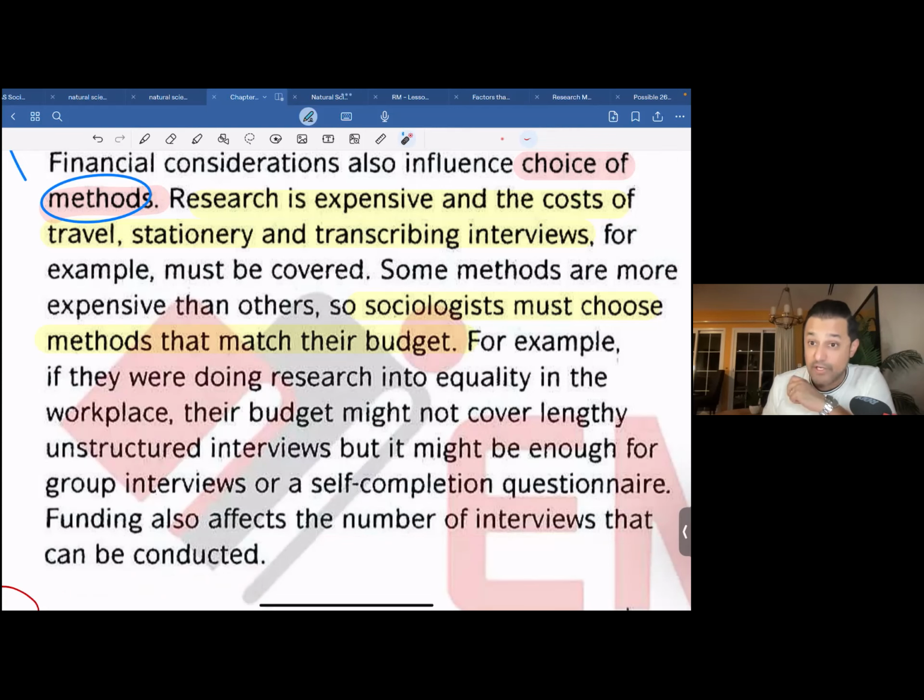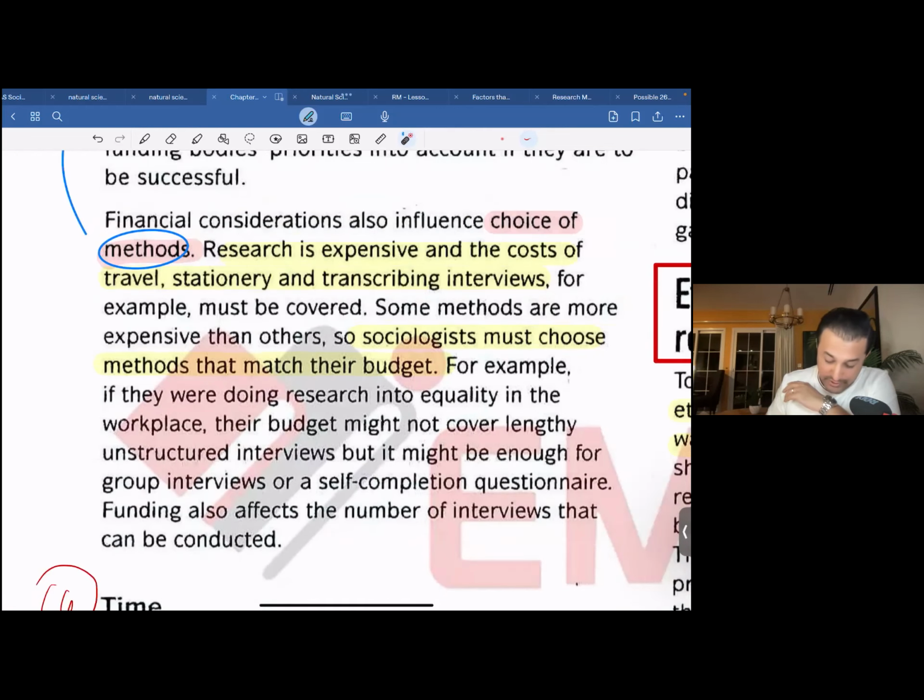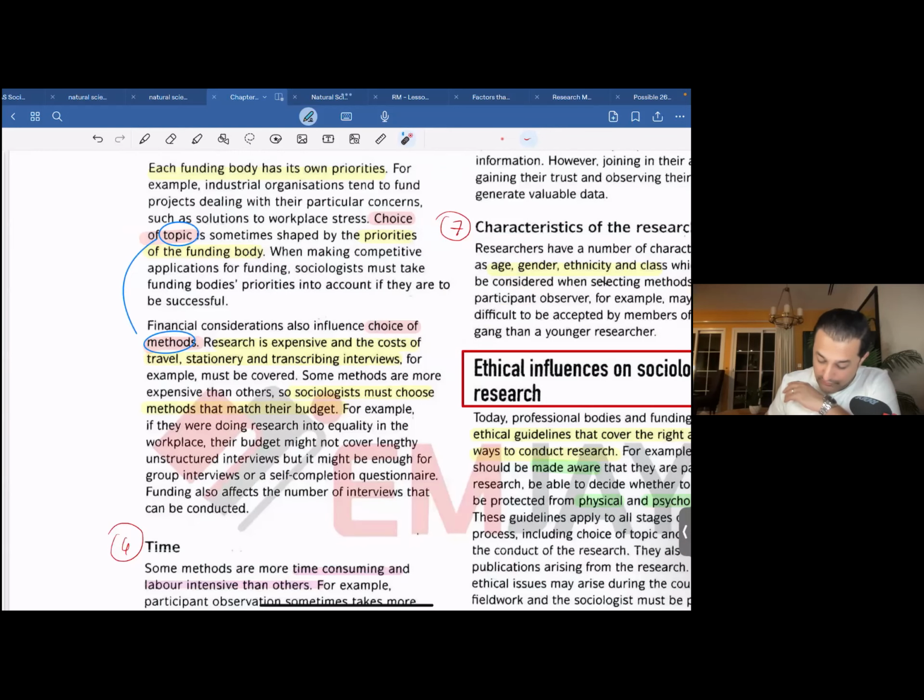Not only does funding affect the choice of topic, but funding also affects the method of research, the method that you're choosing to conduct your research, right?